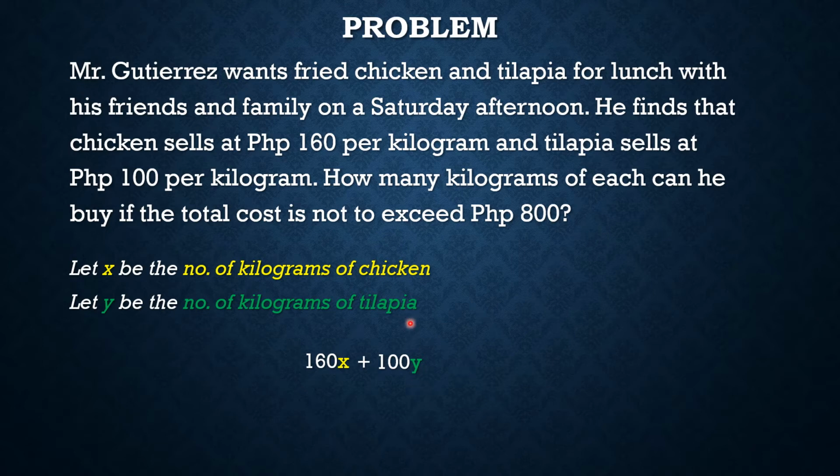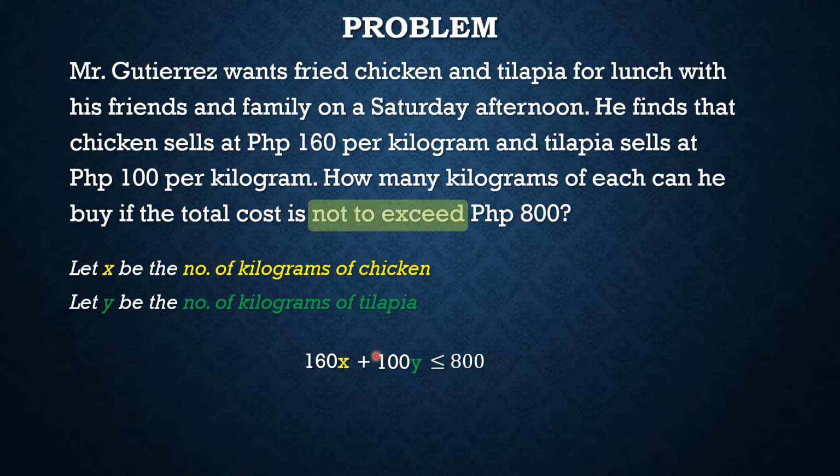Okay? Now, translate natin itong phrase na ito. So, not to exceed. So, it's like, hindi dapat lumagpas. No? So, ang inequality symbol na gagamitin natin ay less than or equal to. Kasi kung hindi lalagpas, pwede namang 800 mismo, no? Magastos niya lahat. Basta hindi lalagpas ng 800. And therefore, meron tayong first linear inequality natin na 160x plus 100y is less than or equal to 800.